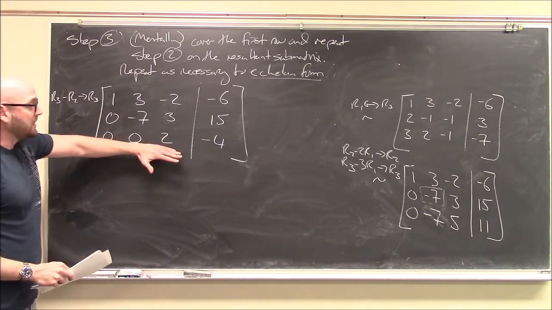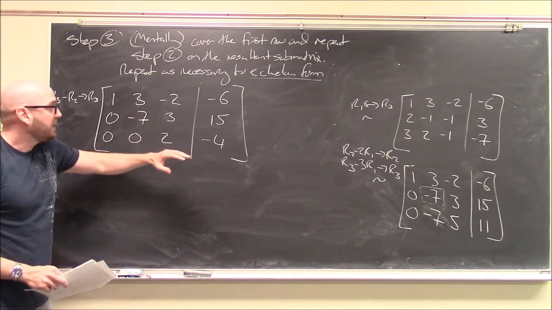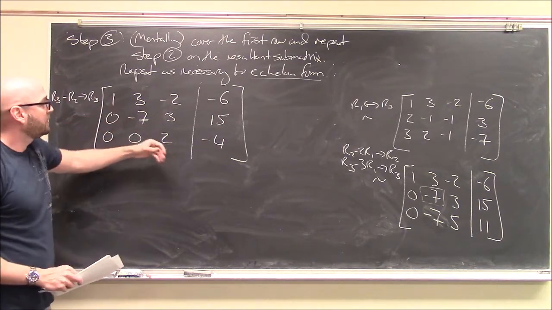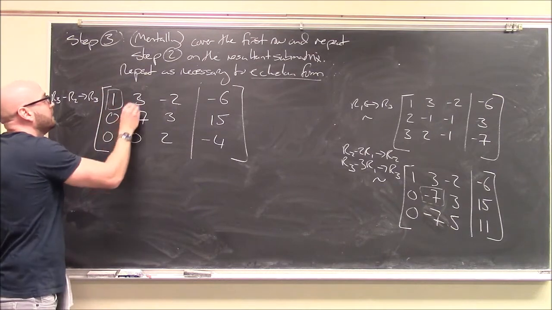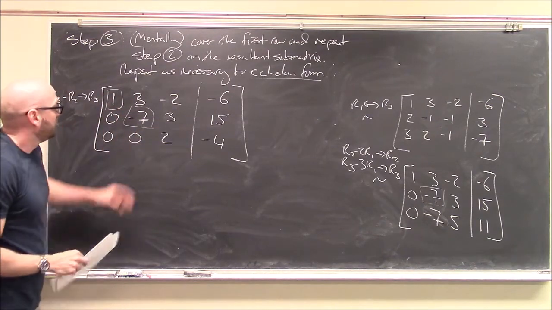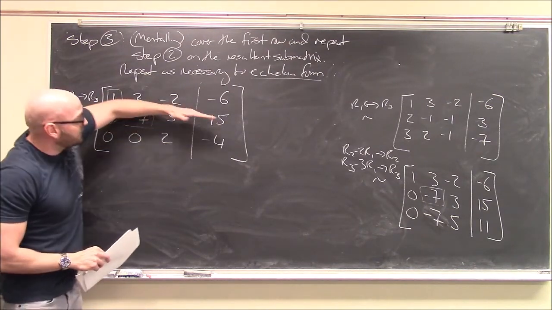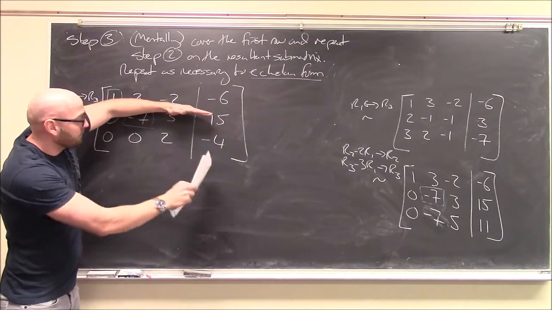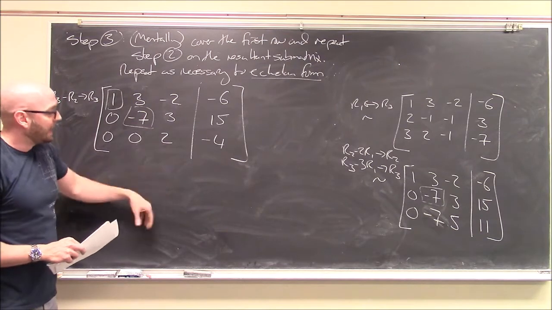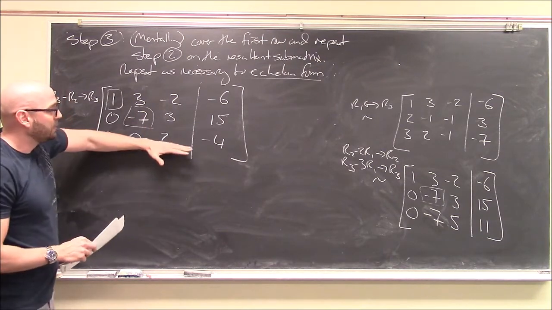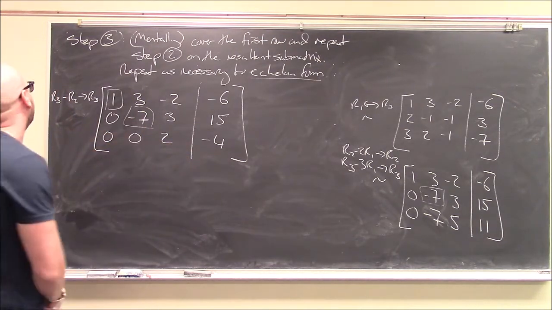Turns out we're now in echelon form, but if I had a bigger matrix, I would just repeat the process. Now that I've zeroed out everything below this leading entry, I would cover up that stuff, and I'd work with the resultant submatrix. And we'd put a leading entry here, and we'd zero out everything below it. But we're done because we're out of rows at this point.